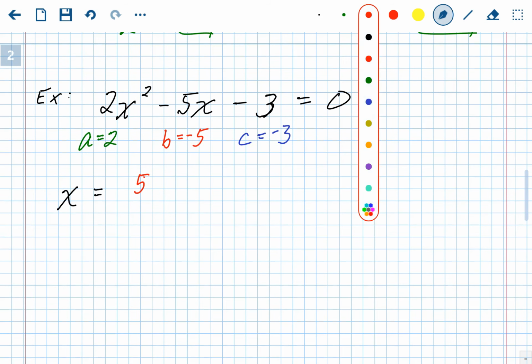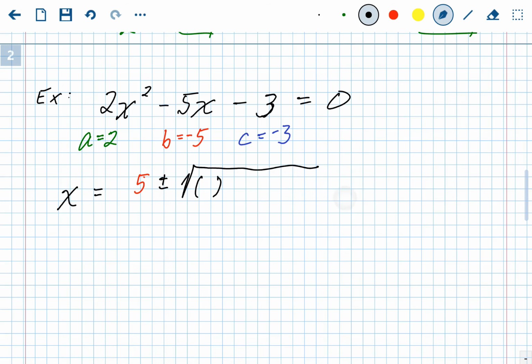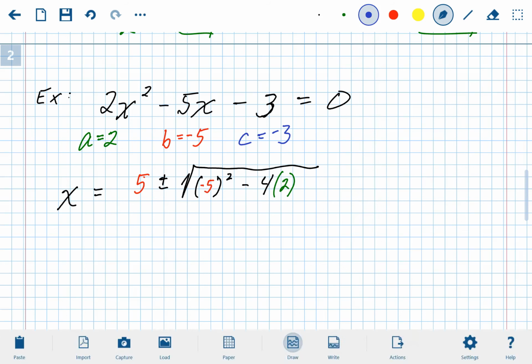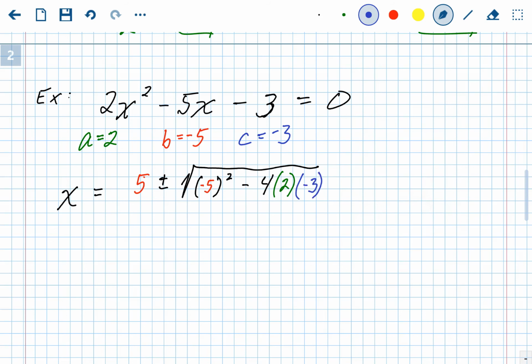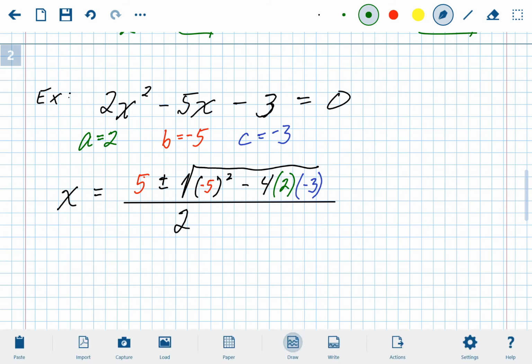The opposite of b, opposite of negative 5, is positive 5, plus or minus, big square root. That's a bad one, big one. Negative 5 squared minus 4 times a times c. We just plug in. Negative 5 squared minus 4 times the a value, 2, times the c value, negative 3, the whole thing divided by 2 times a, 2 times 2, which is going to be 4.